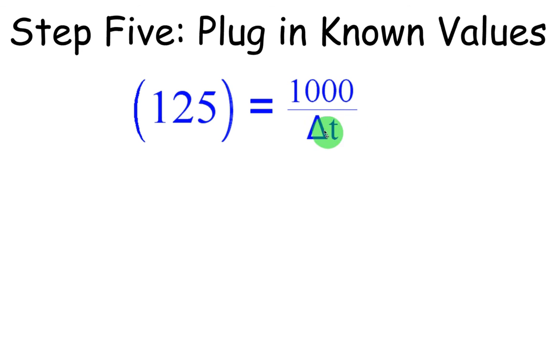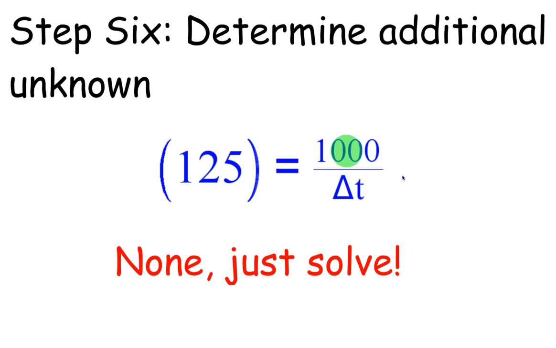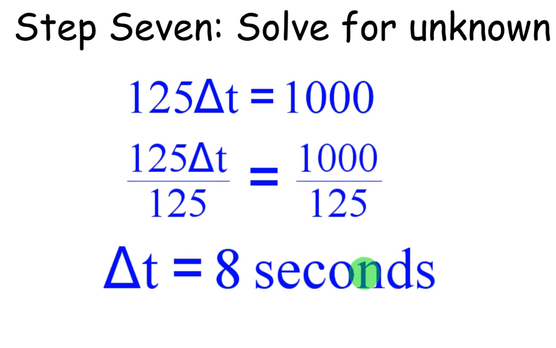So we can basically cross multiply this, multiply both sides by change in t. We will get the answer. Now there are no additional unknowns, so we can kind of skip over step 6 because we only need to solve for that. This is only applicable when there are 2 unknown variables. So when I multiply both sides by change in t, I get this. Then I divide both sides by 125.